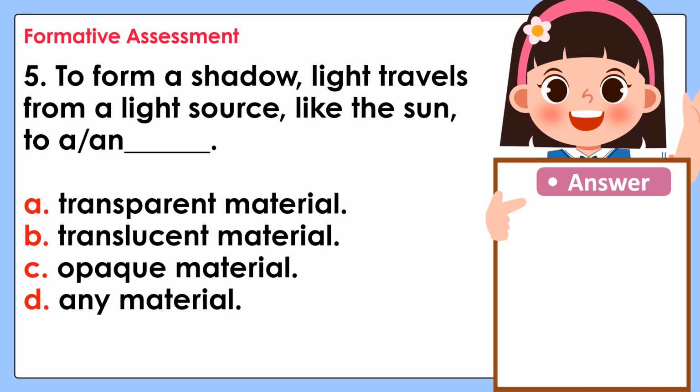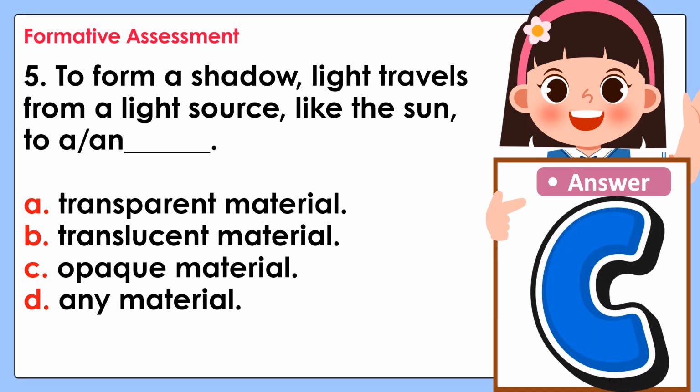Number 5, to form a shadow, light travels from a light source like the sun to a or an blank. A. Transparent material, B. Translucent material, C. Opaque material, or D. Any material? The answer is letter C. Opaque material.